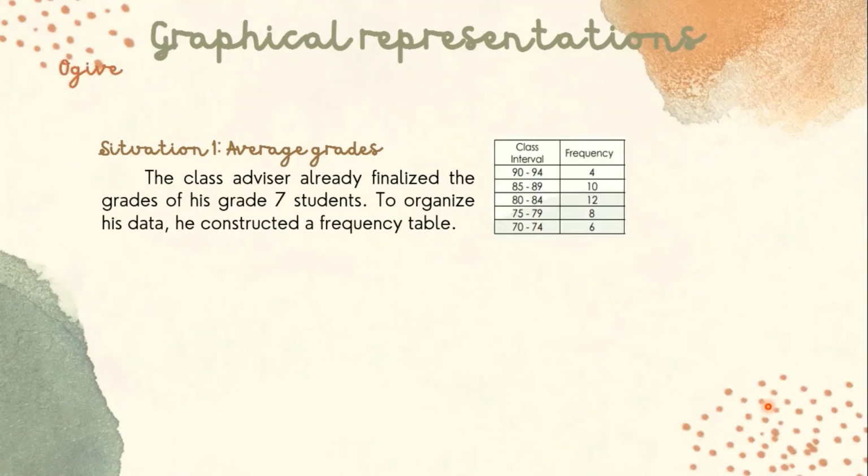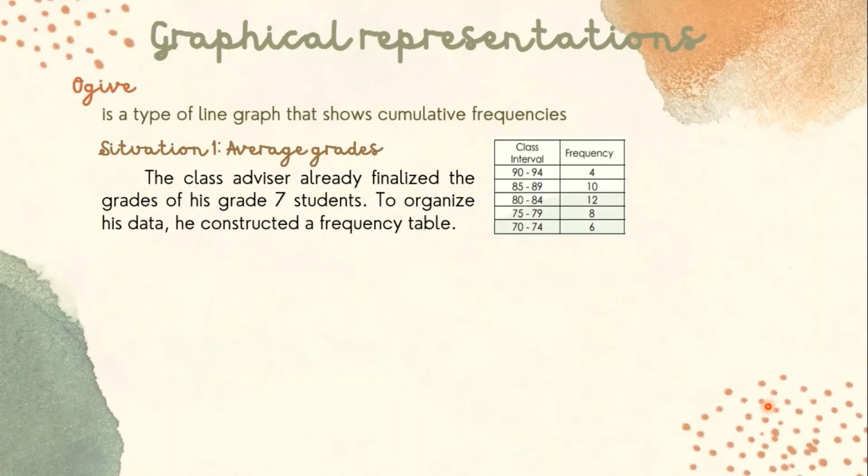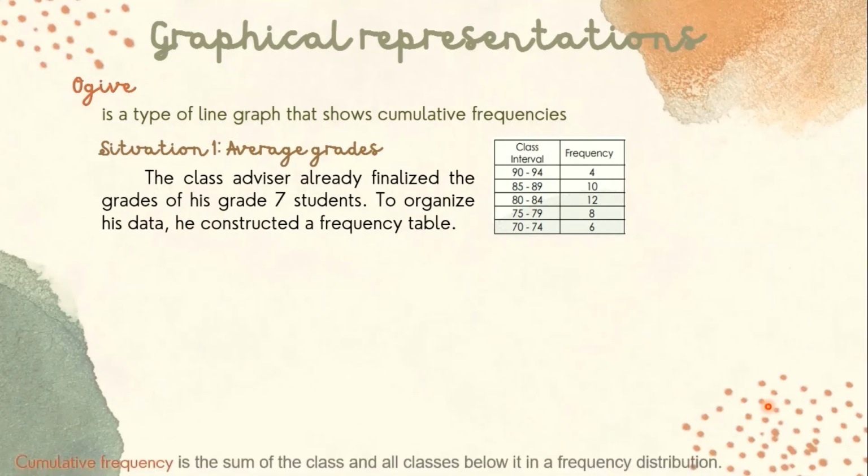Lastly, we have Ogive. It's a type of line graph that shows cumulative frequencies. When we say cumulative frequency, it's the sum of the class and all the classes below it in a frequency distribution. That is why an ogive is also sometimes referred to as a cumulative frequency graph or cumulative frequency curve. Pag nakita niyo yung tatlong term na yun, pareho lang yung graphical representation nun.